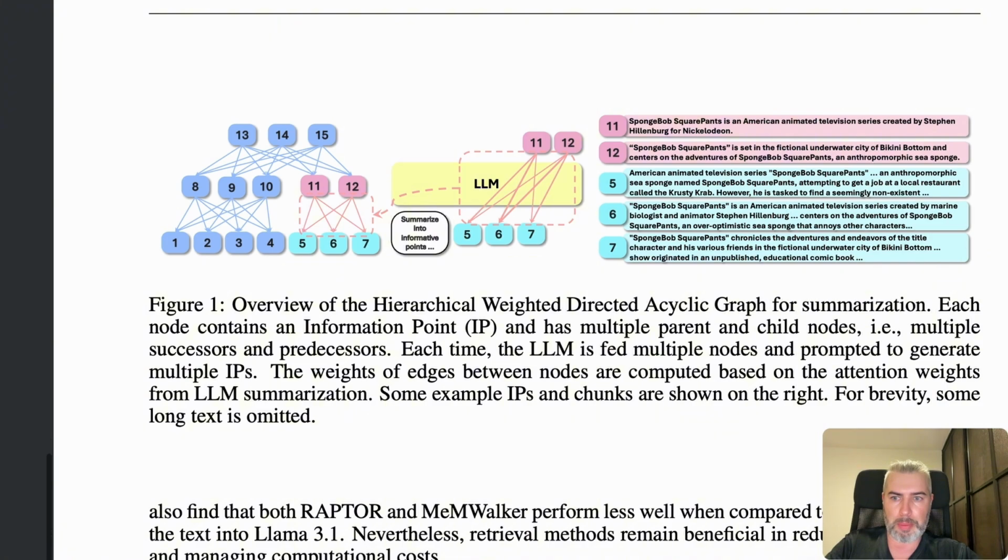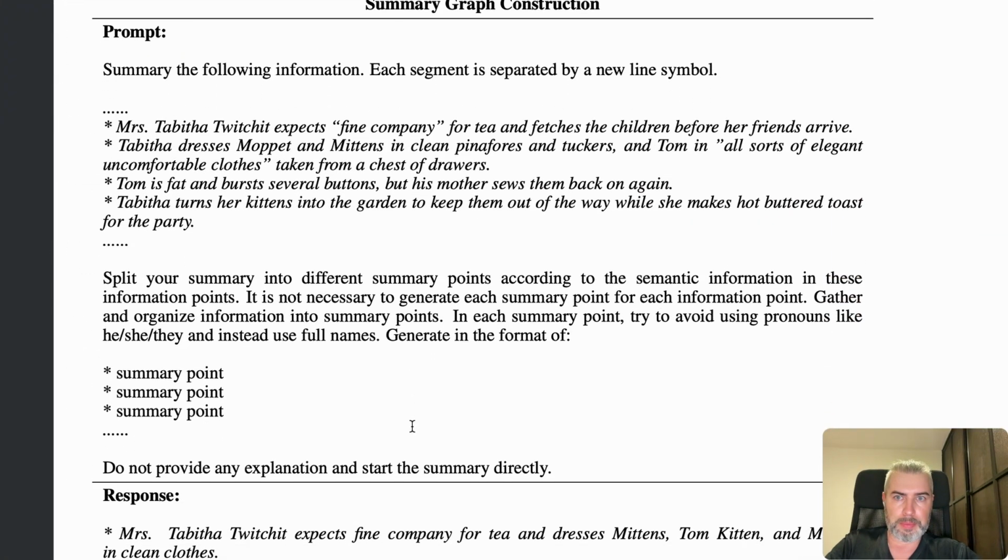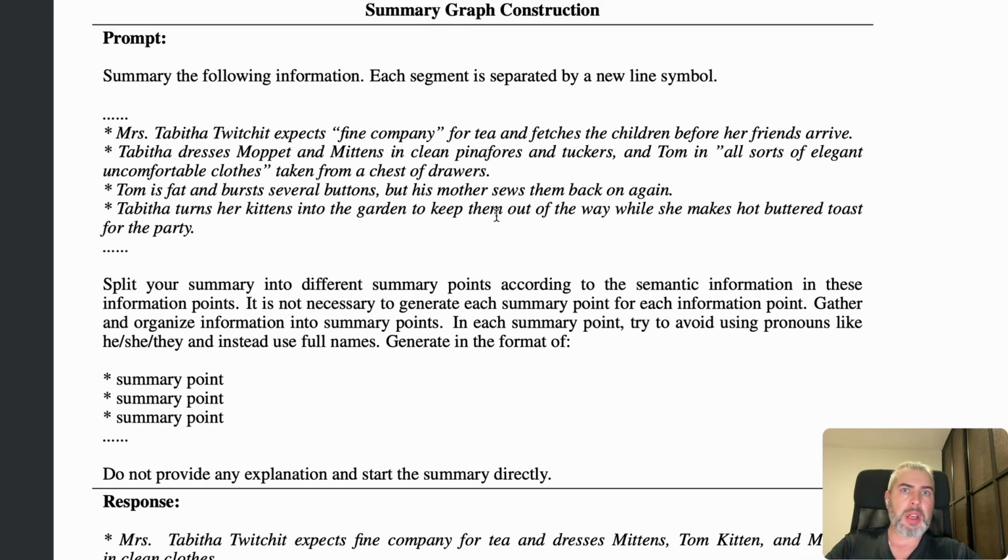Let's see the prompt. The process starts from splitting the text into chunks of 300 words, which serve as the first level of nodes. Then we take these nodes, summarize them, and get higher level nodes. The authors suggest using LLM annotation weights to get weights of each edge between nodes.